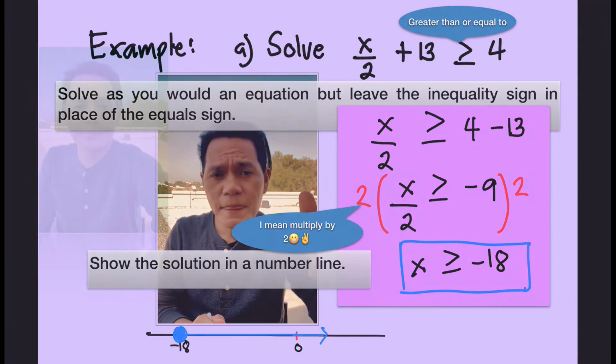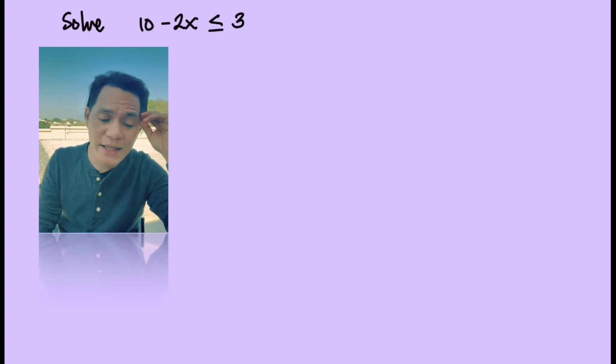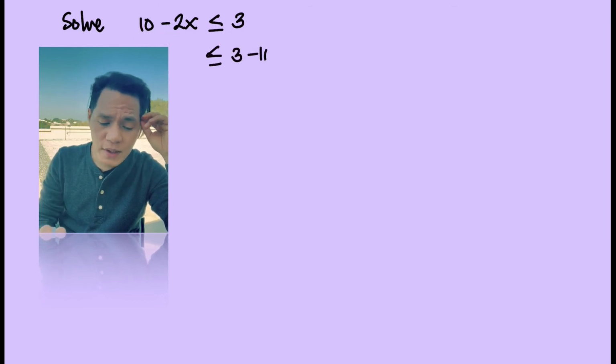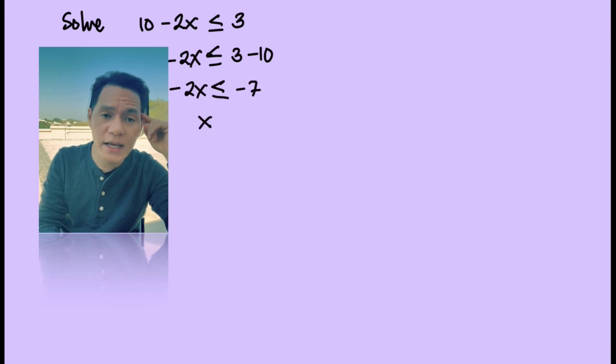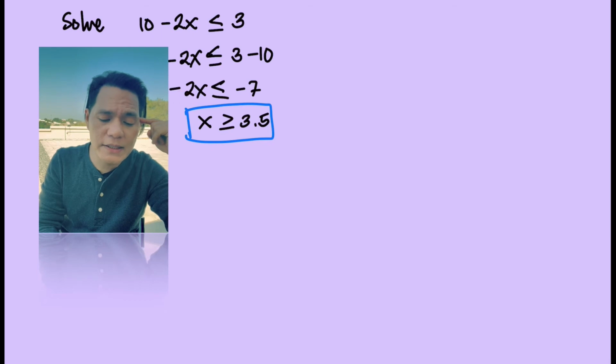Okay, next one. And I have here the last example, okay guys? So we have here solve 10 minus 2x, which is less than or equal to 3. Now, same as how we solve an equation, we are transposing 10 to the other side, that becomes negative. And then there you go, you have negative 2x less than or equal to negative 7.